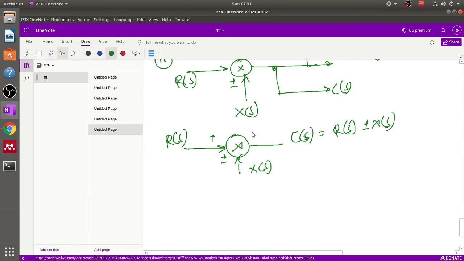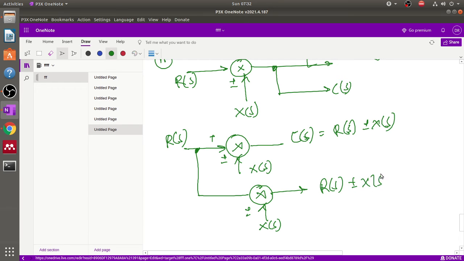So now if we shift this takeoff point, what will we do? Because here it is only Rs, one extra summing point is added here with the plus minus Xs signal. So again here the output equals Rs plus minus Xs. So shifting the takeoff point from here to here means that one extra summing point is necessary to get the equivalent, the same output signal.